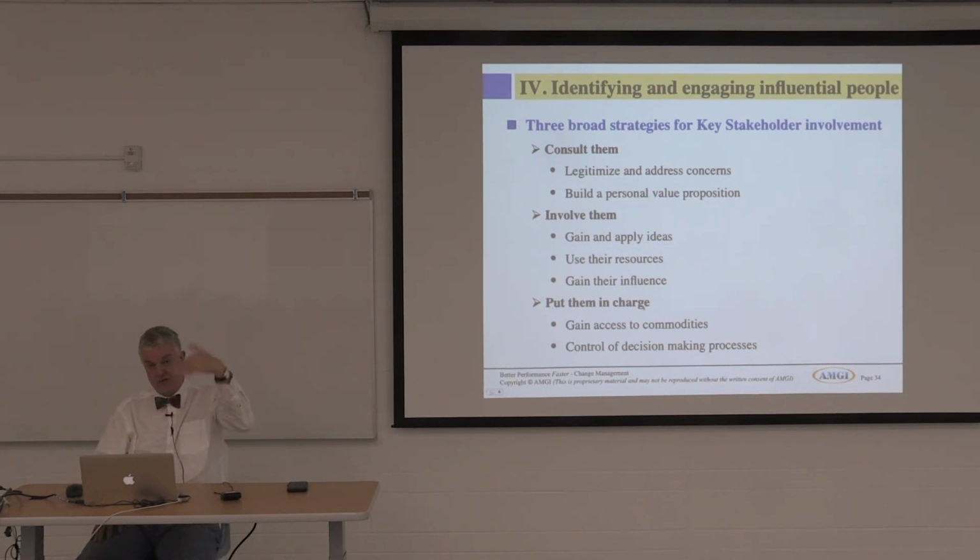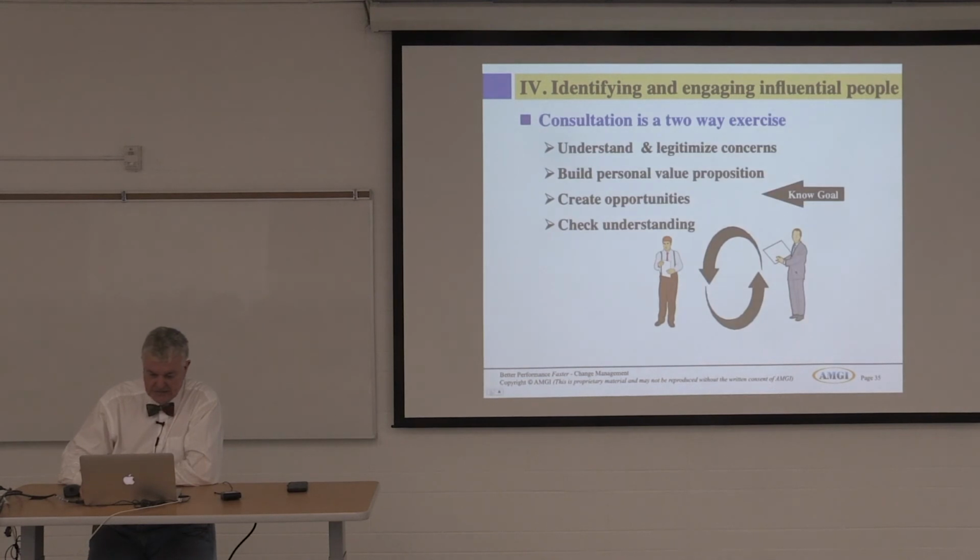The best way to overcome a resistor is to put them in charge of it. But again, you've got to play the game properly. You can't just be playing mental games and psychological games with them. There has to be a sensible reason for it, that they have the skills, that they're with the company for the long term, that they're supported, and that they just need to get with the program. Two-way exercise: consult, understand a legitimate concern, build a personal value proposition. Everybody wants to know what's in it for them. And I talk about that in detail in APS 1013.